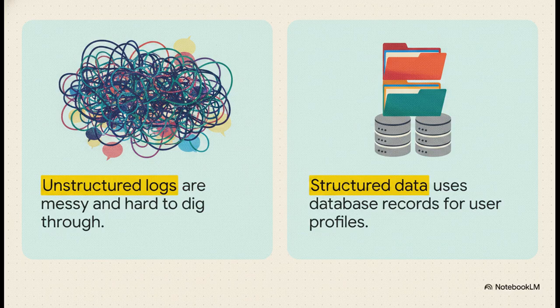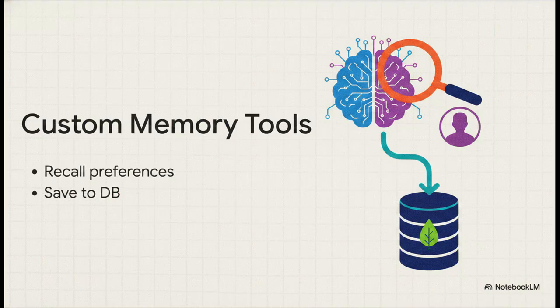That way, the agent can quickly look up exactly what it needs exactly when it needs it. So how do we actually implement this? Easy. We give the agent 2 brand new custom tools. The first is Recall User Preferences. We instruct the agent to always run this tool first thing in a session, just to load up the user's profile. The second tool is Save User Preference.